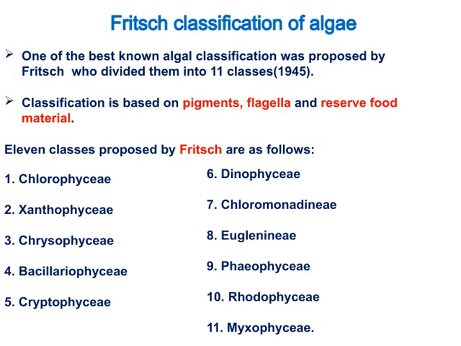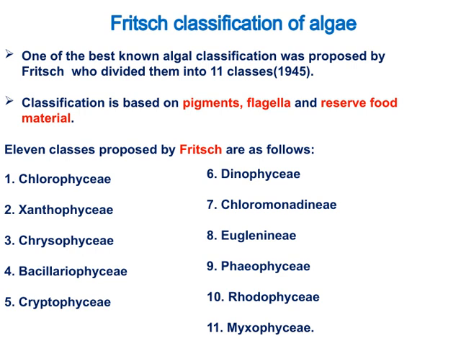Today, I want to talk about one of the most well-known classifications of algae, which was proposed by Fritsch in 1945. He organized algae into 11 distinct classes. The basis for this classification mainly revolves around three key features: pigments, flagella, and reserve food materials. These characteristics help us understand the diversity and relationships among different algal groups.